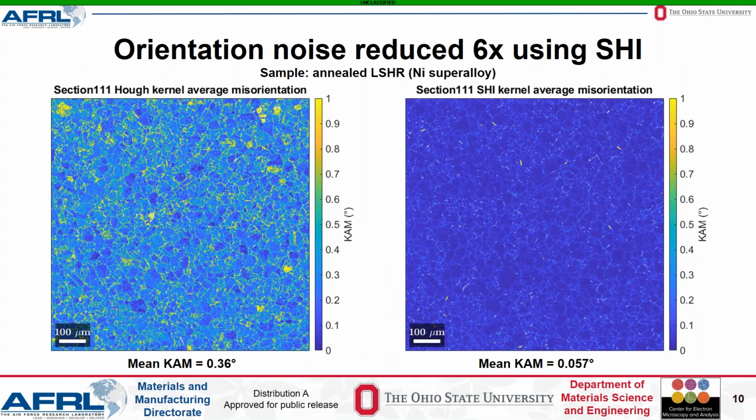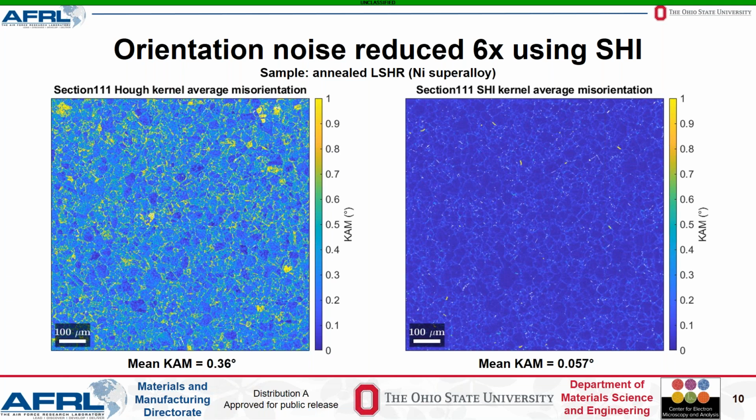Here, I experimentally demonstrate the reduced orientation noise using spherical harmonic indexing versus Hough indexing. The figures are kernel average misorientation maps from a nickel-based superalloy sample with a 1 millimeter square cross-section. For anyone unfamiliar with the concept, kernel average misorientation, or CAM, is the average misorientation angle between a given scan point and a ring of nearby points, in this case simply the immediately neighboring points, and it's a very commonly used metric in analysis of EBSD orientation data for visualizing local orientation gradients within grains.